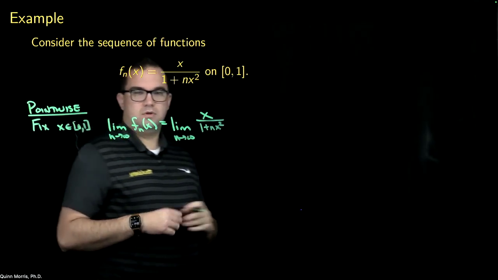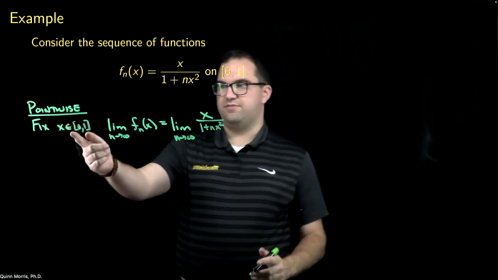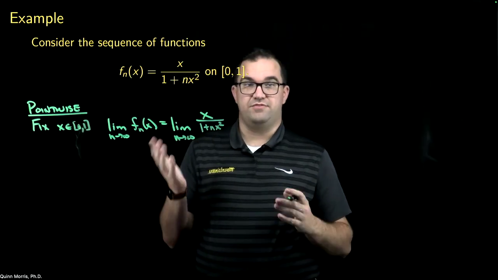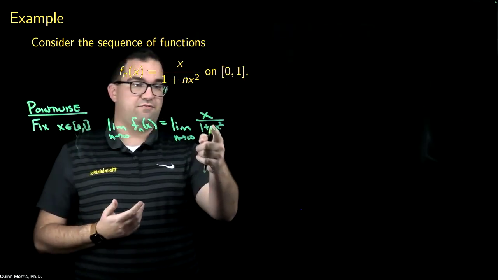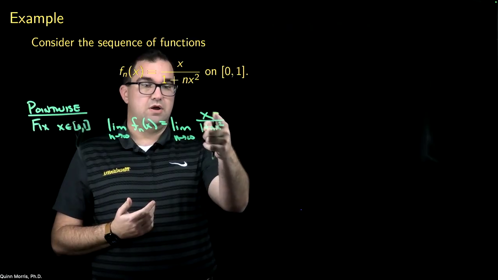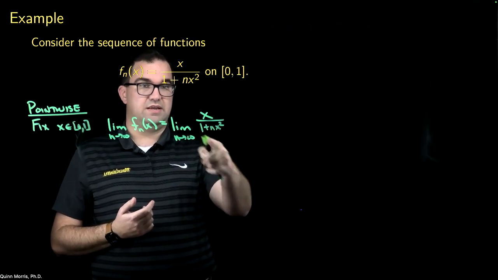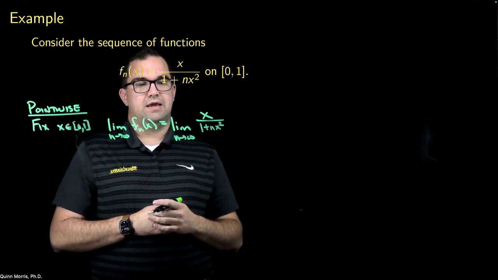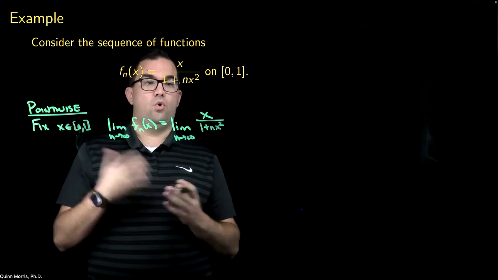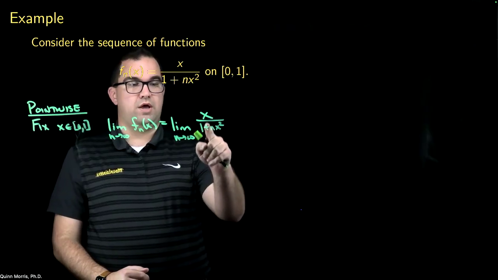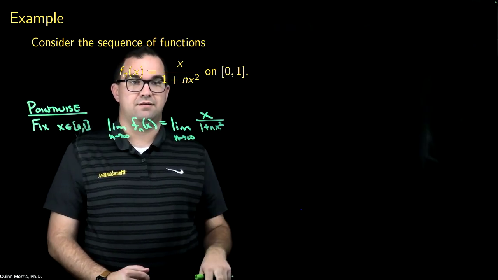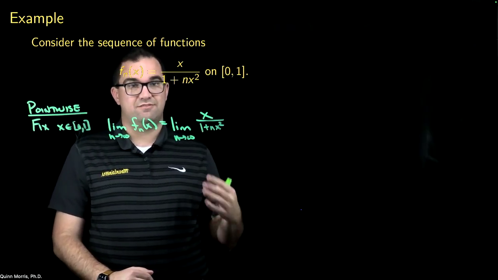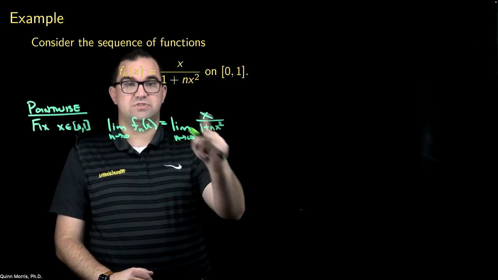Well, we could start by testing some specific things. So let's say x happened to be the fixed value 0. Then this would just be the limit as n goes to infinity of 0. So that limit would be 0. If x happened to be 1, then this would be 1 over 1 plus n. As n goes to infinity, that would go to 0.